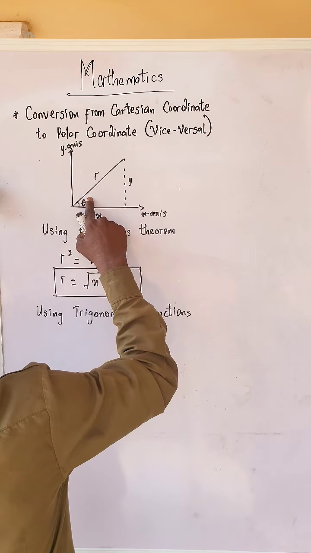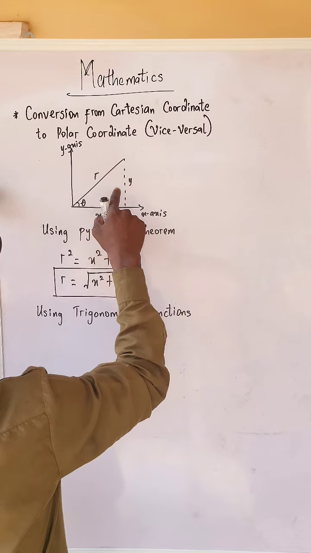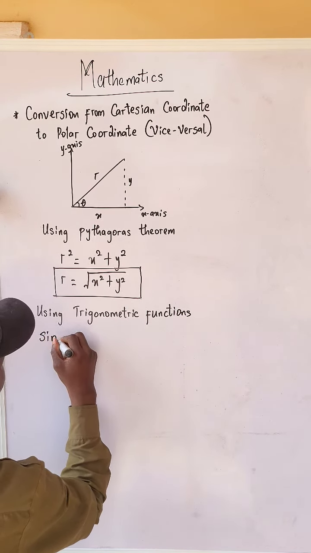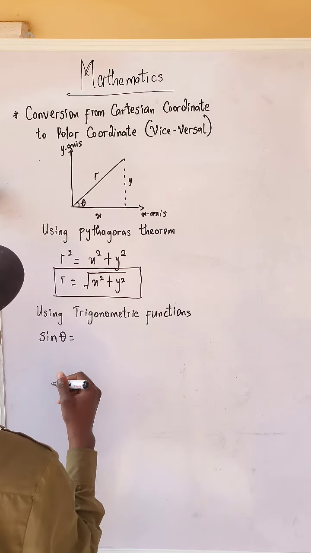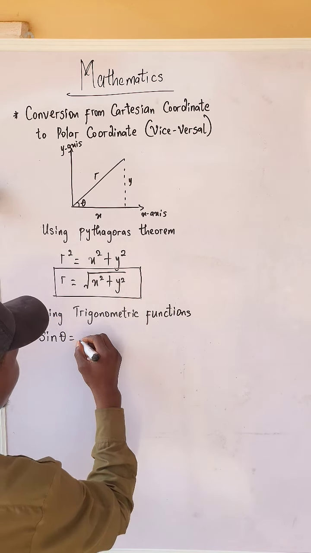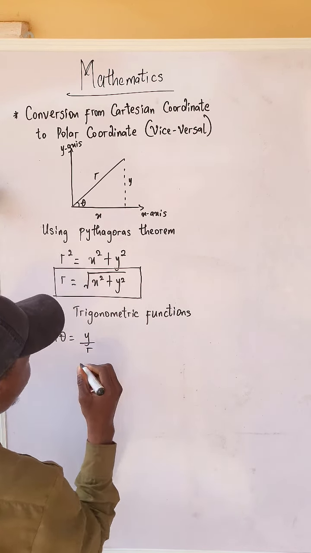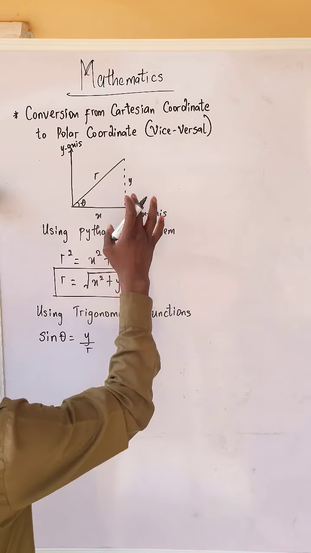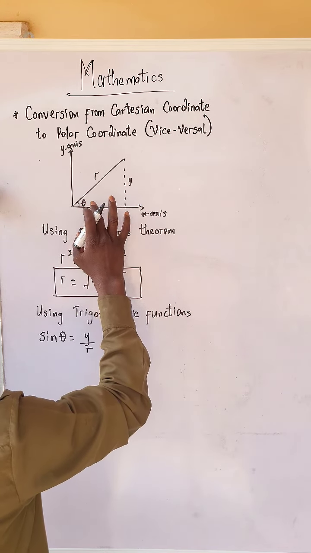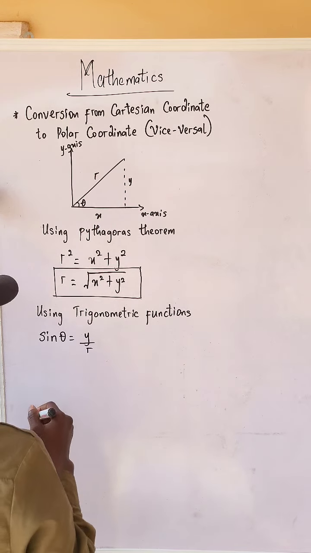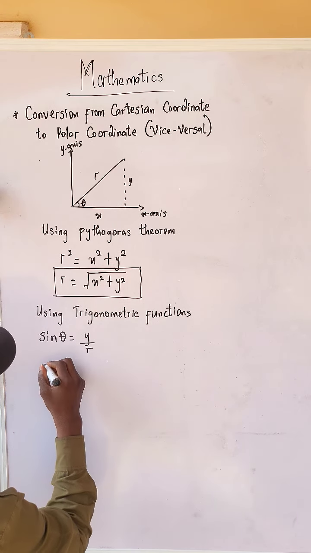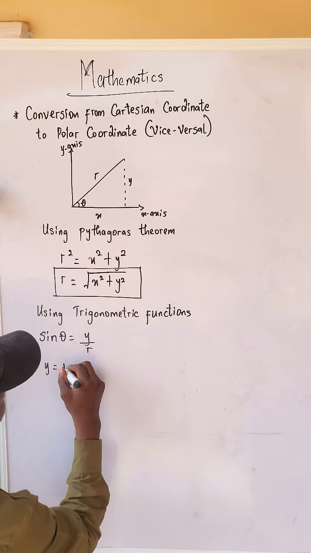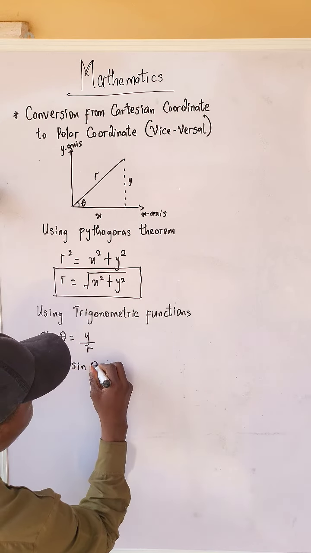Sure you get. So now this angle theta, this y facing the angle is the opposite. So that will be sine. Sine theta will be equal to y over r, which is the hypotenuse. Sine theta is opposite over hypotenuse. The side facing the angle is the opposite, and r is the longest side, the hypotenuse. So if you make y the subject of the same formula, when you cross multiply, y will be equal to r sine theta.